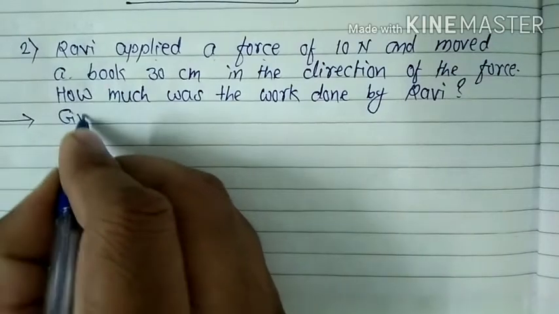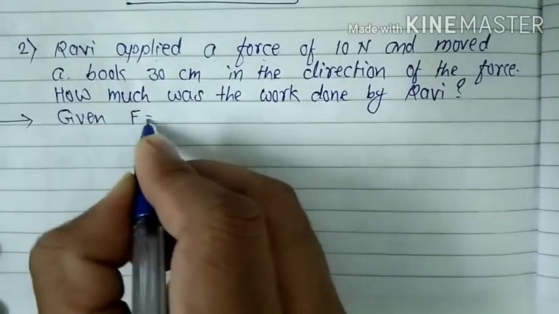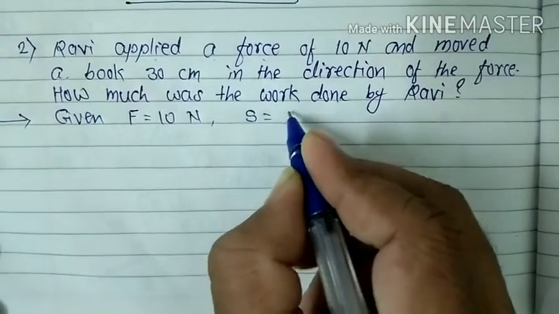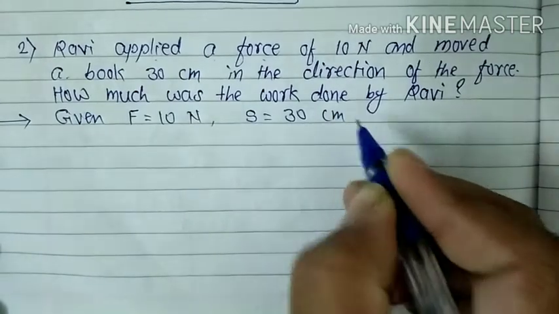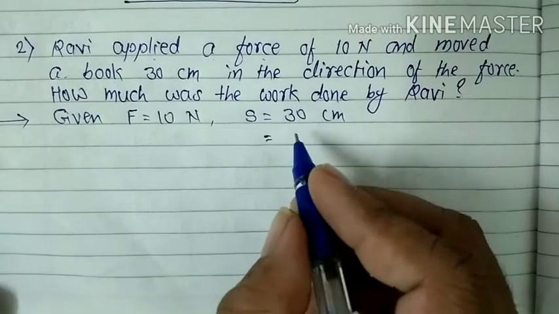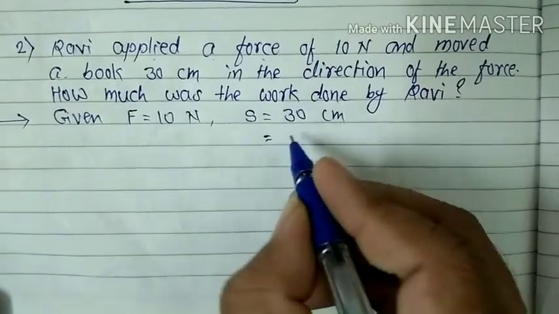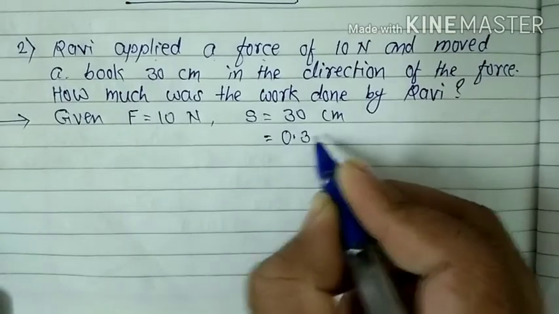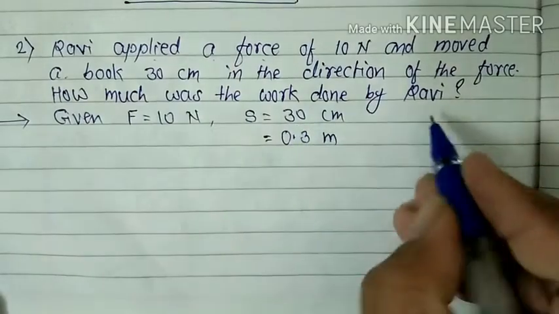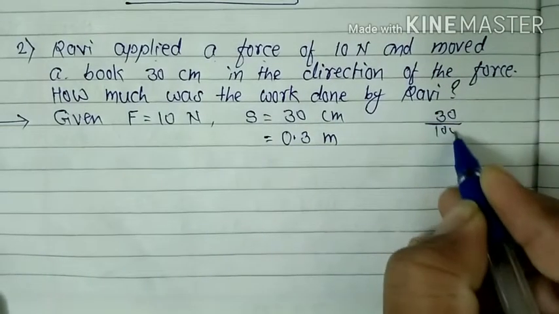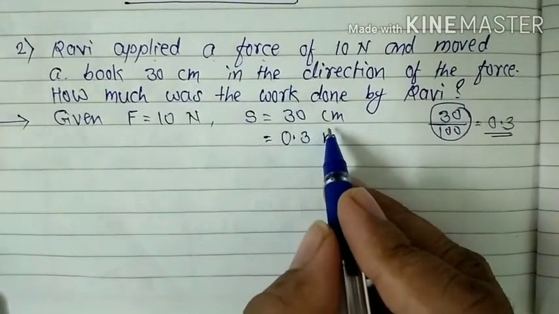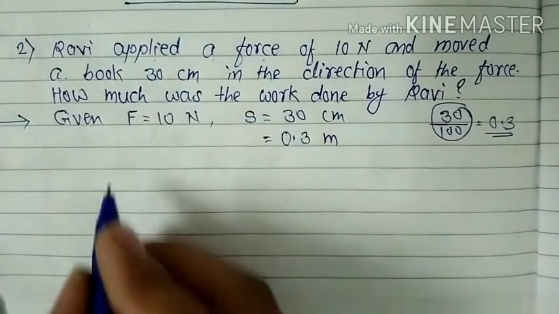So given force is equal to 10 Newton and displacement is equal to 30 centimeter. Okay, we require displacement in terms of meter. So 30 centimeter is equal to 0.3 meter. So s is equal to 0.3 meter. Let us divide 30 by 100. You can write it is equal to 0.3 because 100 centimeter is equal to 1 meter.